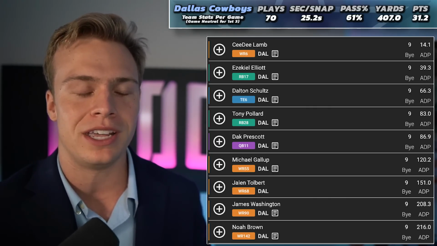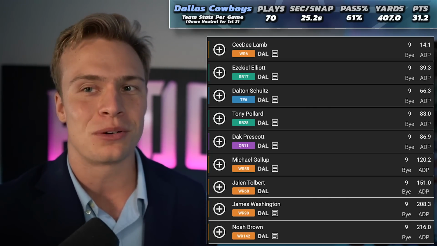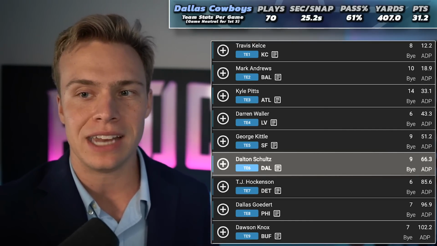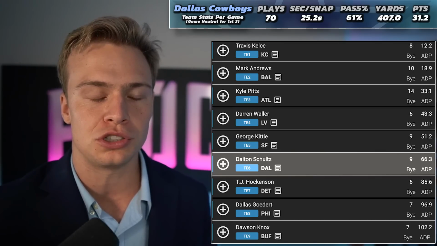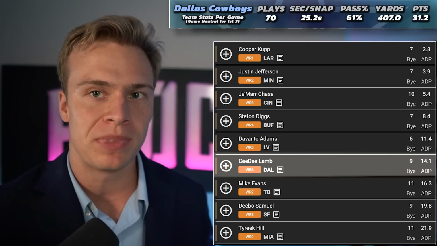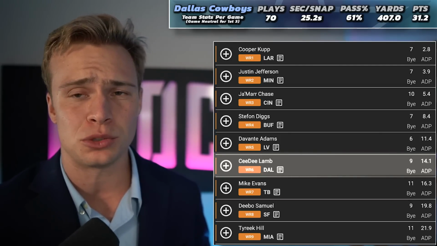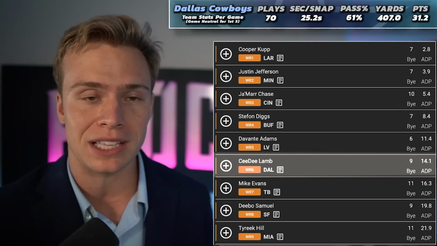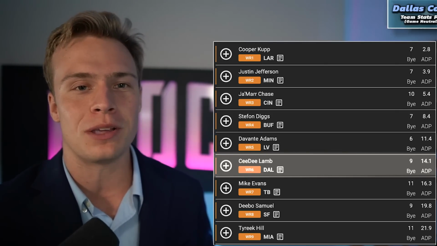And the number 1 indicator that people are really, really high on this situation is looking at Dalton Schultz as a tight end that is now being drafted closer to George Kittle than T.J. Hockenson in a lot of these drafts. It is baked into that price point. CeeDee Lamb is sneaking into round 1 of some of these drafts as well, despite CeeDee Lamb never posting a top 15 finish at the position. So Dallas, it's already baked in.